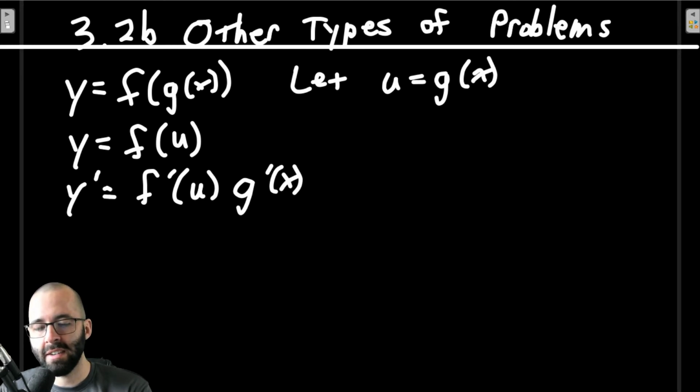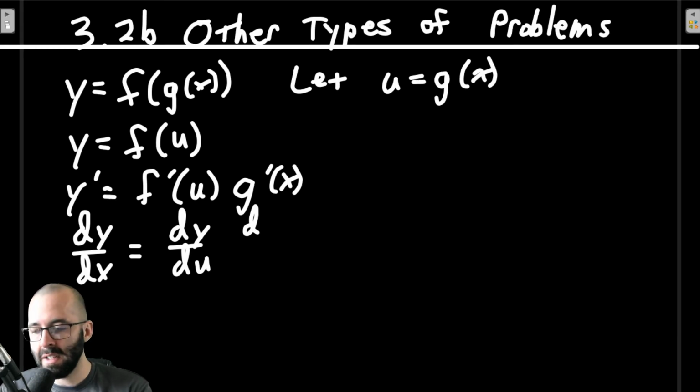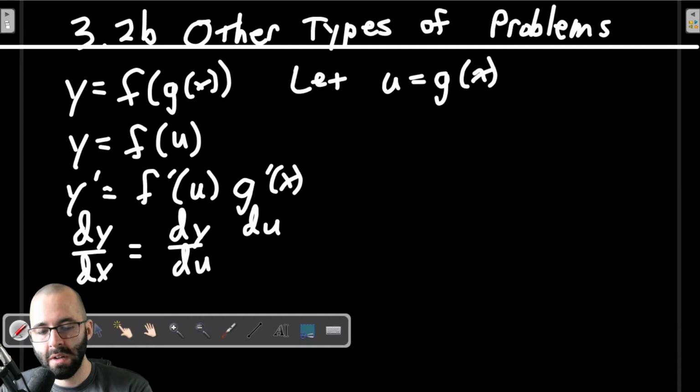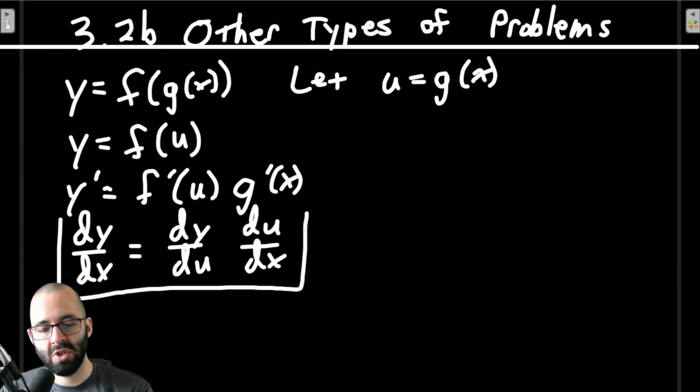Look at what we've got here. This y prime, that's dy dx. F prime of u is going to be df du, or we can think about it as dy du. And g prime of x, that is du dx. This is an alternate statement of the chain rule.